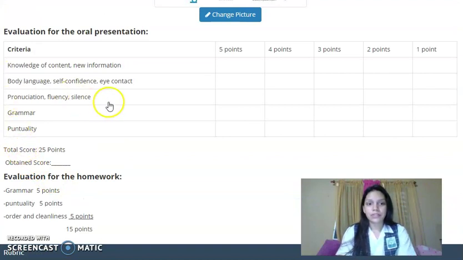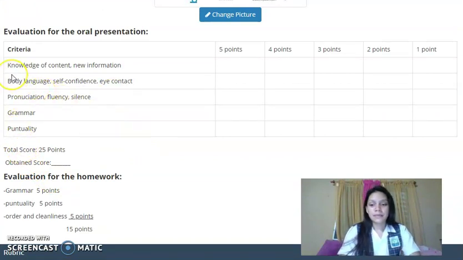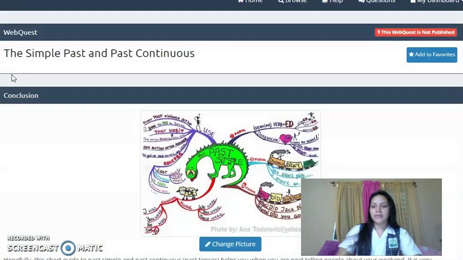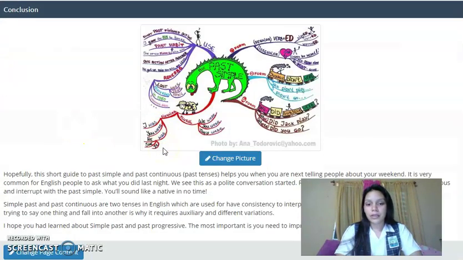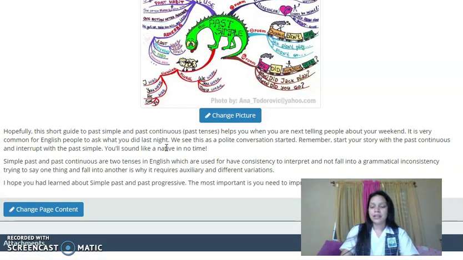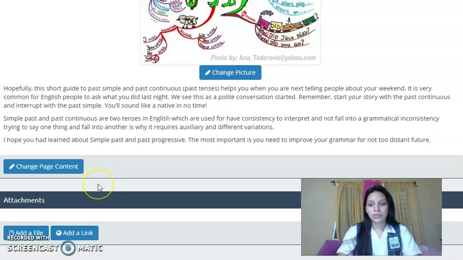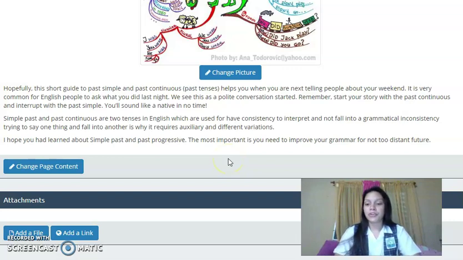And in conclusion, the simple past and the past progressive are different verb tenses that are necessary in your grammar, because you are going to talk to different persons and you need to talk very well. And it is most important to improve your grammar for the not too distant future.